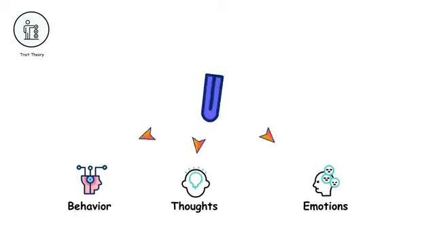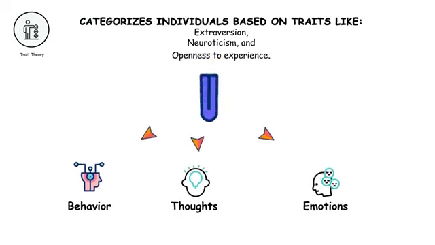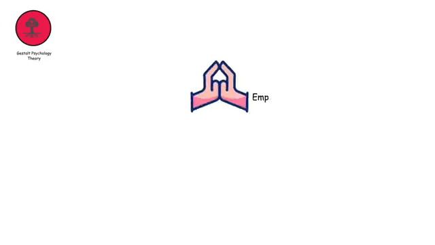Trait theory. Trait theory seeks to understand personality by identifying and measuring consistent patterns of behavior, thoughts, and emotions. It categorizes individuals based on traits like extroversion, neuroticism, and openness to experience.